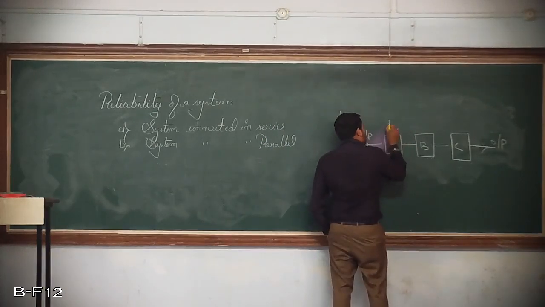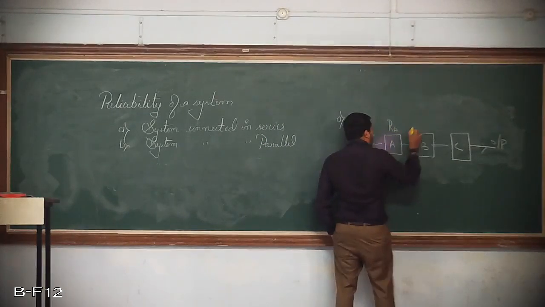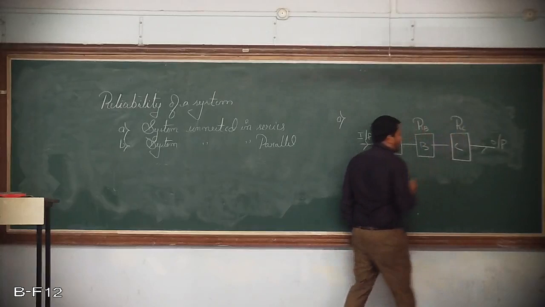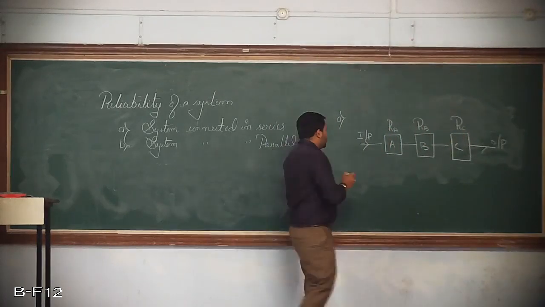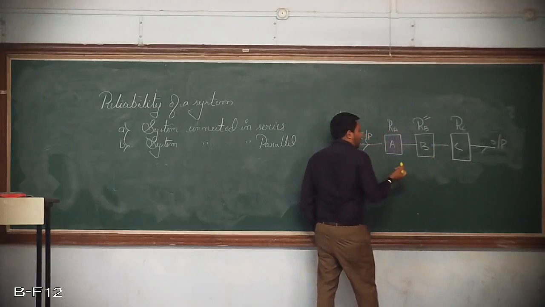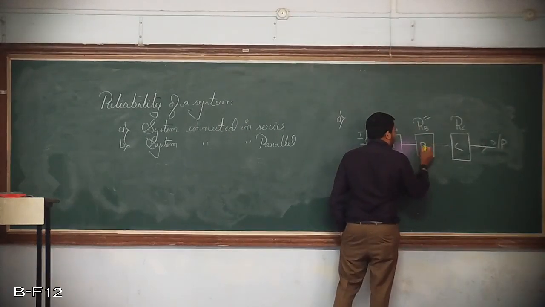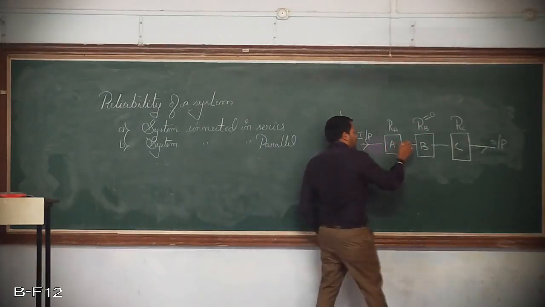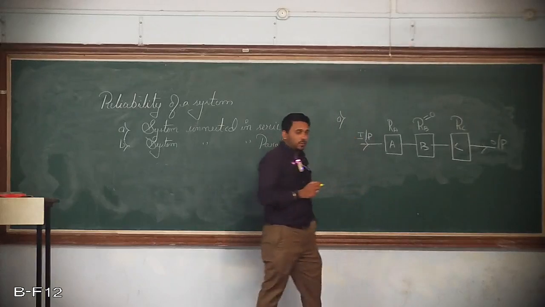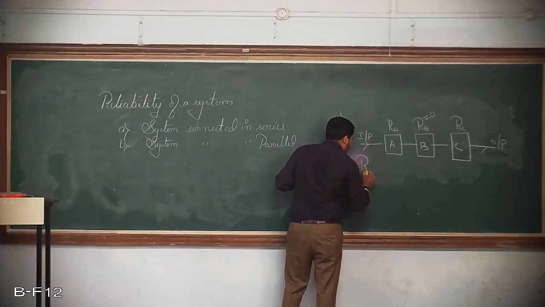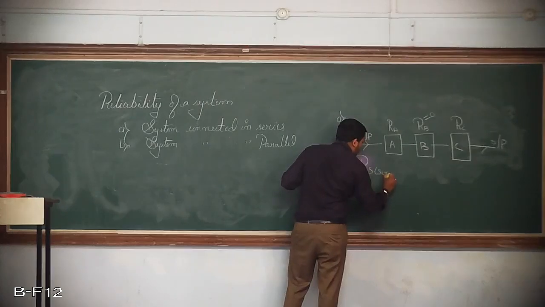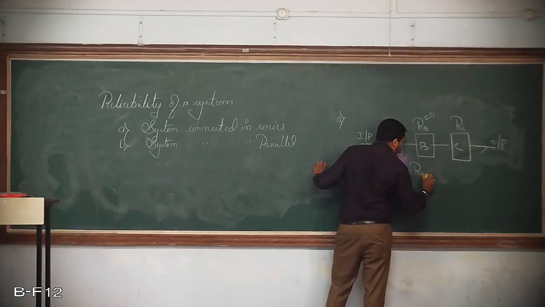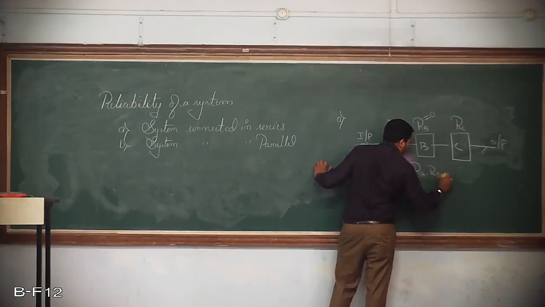So let us consider the reliability of part A as RA, the reliability of part B as RB, and the reliability of part C as RC. If, in working, the part B fails, then the reliability of B becomes 0. Hence, we are not going to get any output. So the reliability of the system when connected in series is given as the product of the reliability of A, the reliability of B, and the reliability of C.